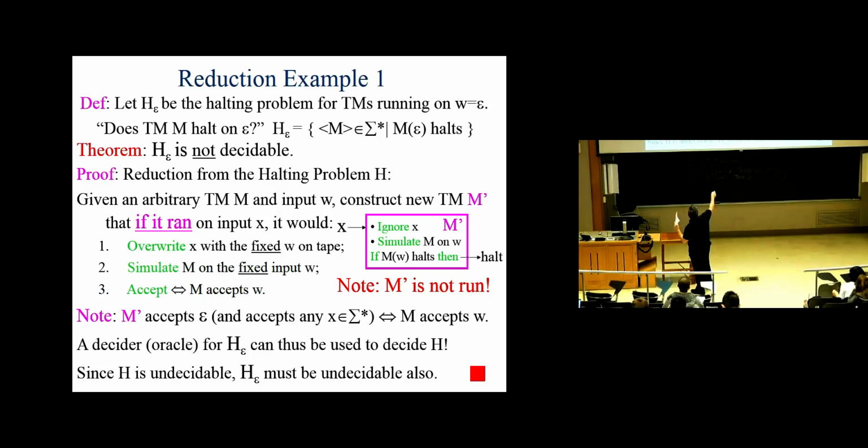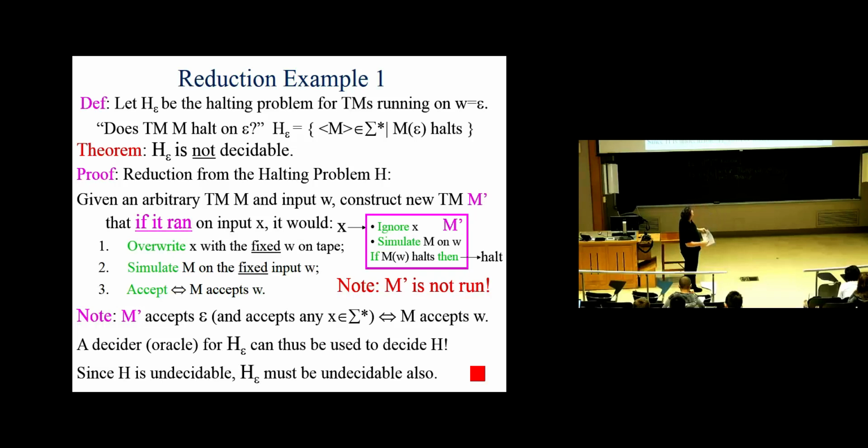You build an M prime that, if you ran it, would simulate M on W internally, and you compile M prime to do that. If you feed M prime to an oracle that solves the halting problem on the empty string, it will do on the empty string what it does on every string. M prime will accept epsilon and any other string if and only if M accepts W. And if you have an oracle to tell you whether M prime will halt on the empty string, that tells you whether an arbitrary M will halt on an arbitrary W through this compilation process.